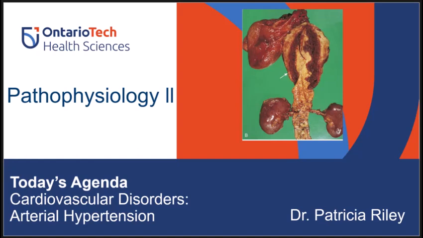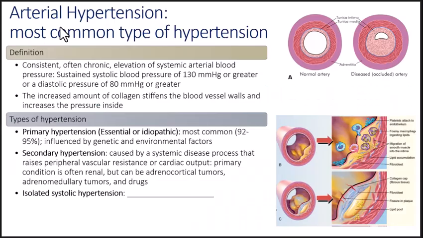Hello, this Pathophysiology 2 recording will be discussing arterial hypertension. So what is hypertension? It is high blood pressure. High blood pressure can exist in different vessels within the body, but the most common form is arterial hypertension. So within the arteries, high blood pressure within your arteries.